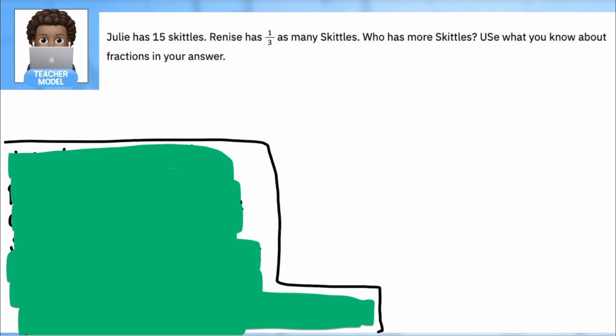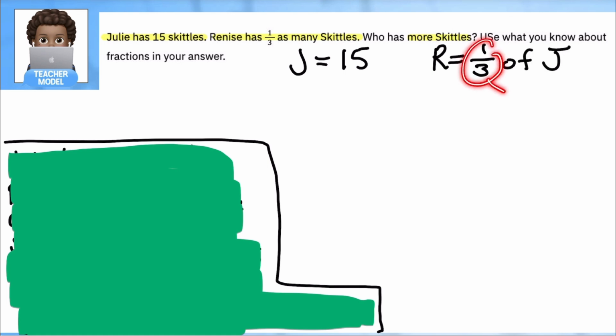Let's look at our second model problem. Julie has 15 Skittles. Renice has 1/3 as many Skittles as Julie. Who has more Skittles? We're going to use what we know to answer the question. So we definitely know Julie has 15, and Renice has 1/3 of whatever Julie has. So right then and there, I know she only has a part of Julie's Skittles, so we know that Julie has more. Julie has to have more because Renice only has a part that is less than Julie's part.